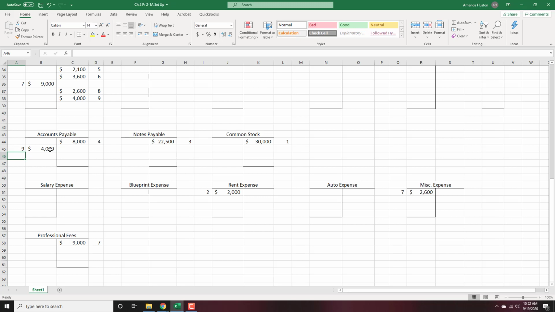Next, we paid the installment due on notes payable. We paid cash again. Paid installment, $1,875. This is number 10. And then we paid on an installment, so that's a notes payable, $1,875. This is number 10.